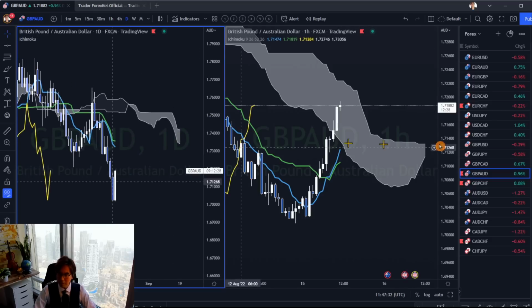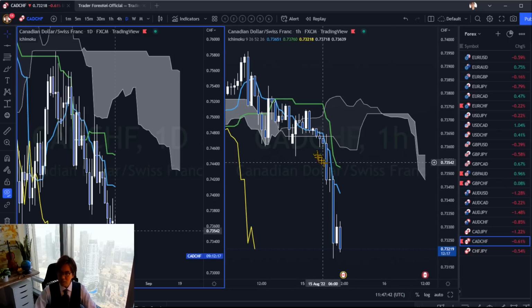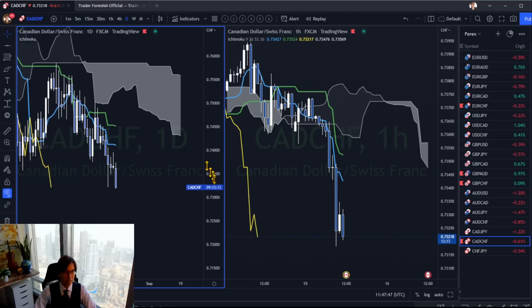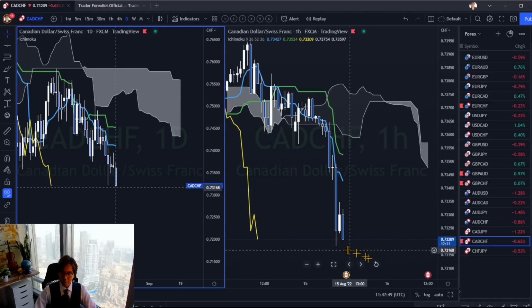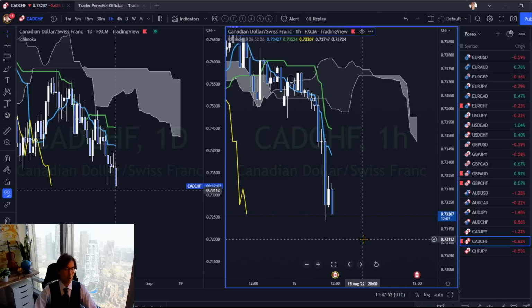Daily might be down, but you don't want to sell because it may keep going up this way. But if you look at this, for example, CAD Swiss franc, this one looks much better, right? Both time frames are trending down nicely. So most probably, the market breaks support and continuously goes down. And this is how I select which pair to trade in this manner.